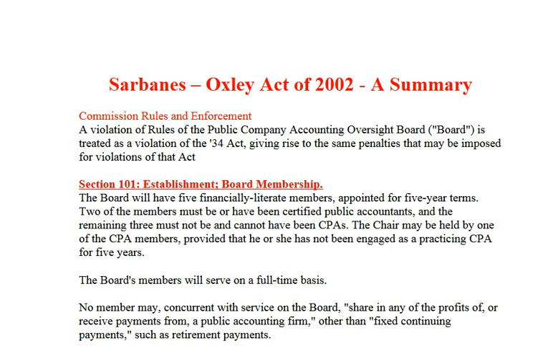Commission rule and enforcement. A violation of a rule of the Public Company Accounting Oversight Board is treated as a violation of the '34 Act, giving rise to the same penalty that may be imposed for violation of the Act.